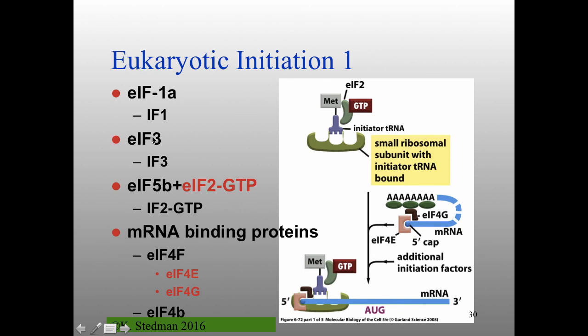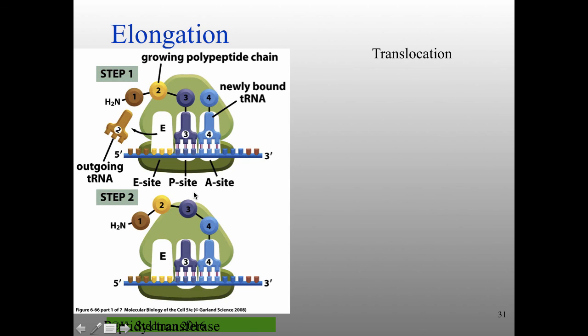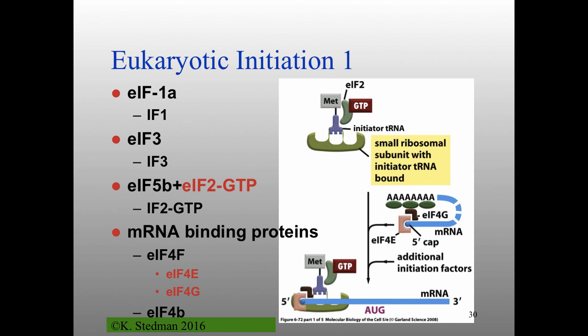Eukaryotes have a problem, and that is that your messenger RNA is being made in one place, and you need to translate it in another place, the nucleus versus the cytoplasm. So the same problem, getting the small subunit and initiator tRNA to the start codon, has to happen. But how that happens has to do with cap binding.